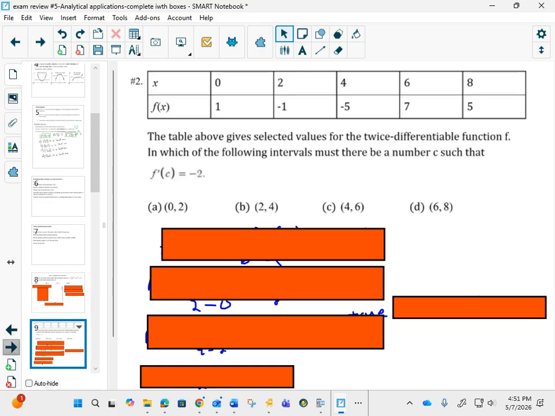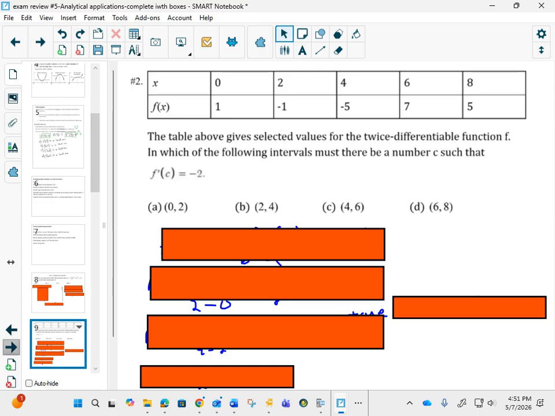Okay. The table above gives selected values for the twice differentiable function f. If it's twice differentiable, it's continuous. Continuous does not imply differentiable, but differentiable always implies continuous. Neutral line is always... What does this make you think of? IVT. This one is the derivative one. It's going to be MVT, the mean value theorem. I hate that one so much. Okay. They gross it up.